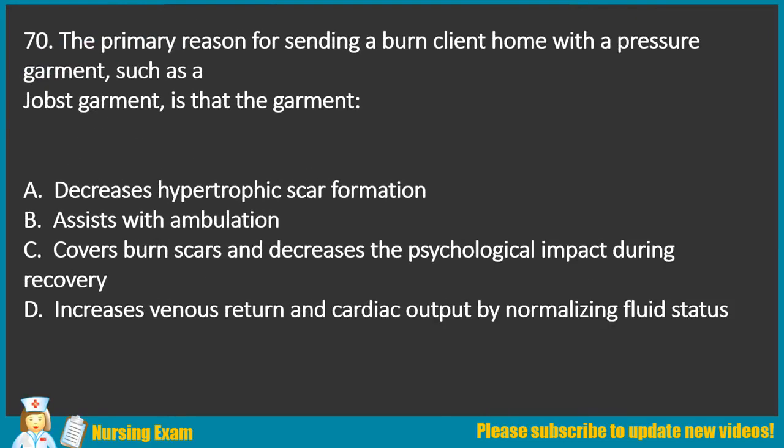Question 70. The primary reason for sending a burn client home with a pressure garment, such as a Jobst garment, is that the garment A. Decreases hypertrophic scar formation. B. Assists with ambulation. C. Covers burn scars and decreases the psychological impact during recovery. D. Increases venous return and cardiac output by normalizing fluid status.